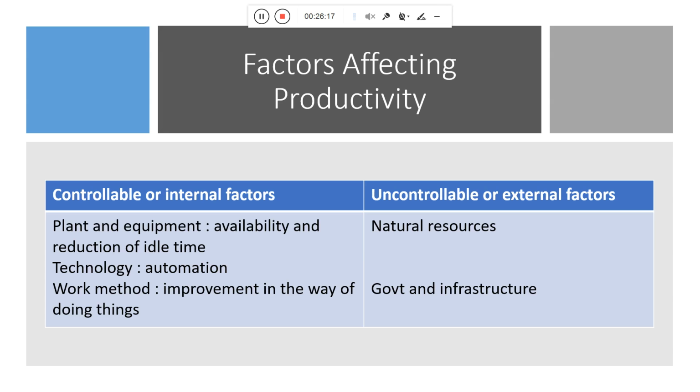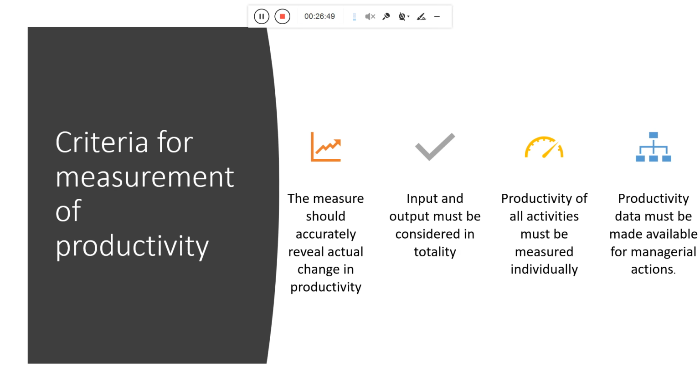The next, work method, improvement in the way of doing things. That means industrial engineering tools. What is existing in my plant, and how can I improve it? First you need to identify alternatives, and compare those alternatives with the existing process. Then only can you select the best one, and your plant productivity will be improved. So that is all about factors affecting productivity.